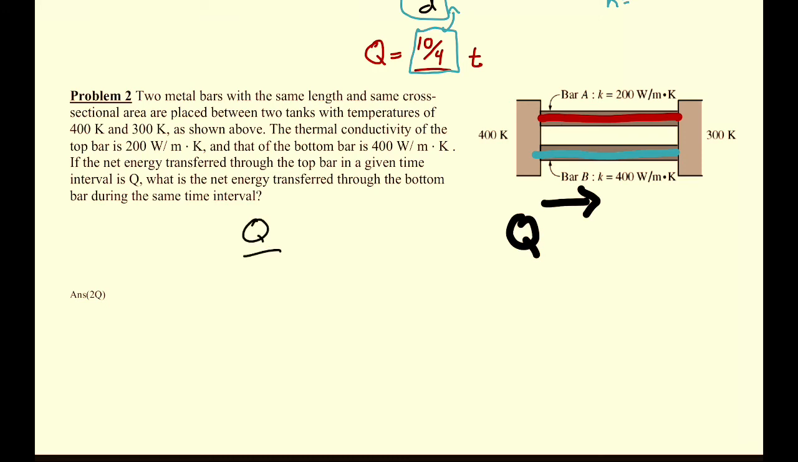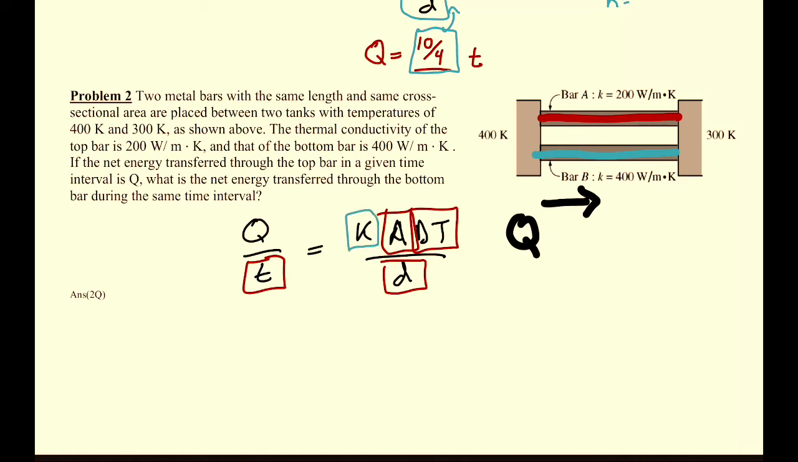Our equation, Q over T equals kappa area delta T over D. So it says that the net energy transferred through the bar in a given time is Q. What's the net energy transferred through the bottom bar during the same time interval? So the time intervals for each bar is the same. The distance for each bar is the same. The delta T for each bar is the same, and the area for the bar is the same. So that means that kappa and Q are directly related. So if kappa doubles, then the amount of heat will also double. And there we get our answer, 2Q.